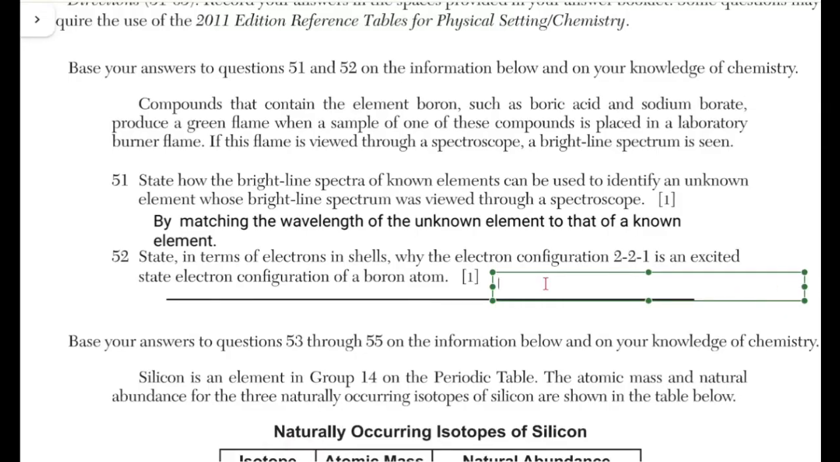State in terms of electrons and shells why the electron configuration 2,2,1 is an excited state electron configuration of a boron atom. The original electron configuration of a boron atom on the reference table is 2,3. Boron with an electron configuration of 2,2,1 is in the excited state because an electron from the second shell is moved to the third shell.